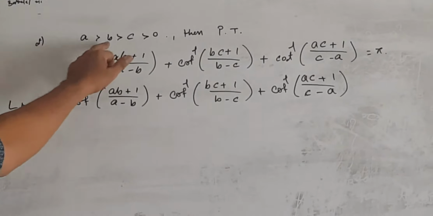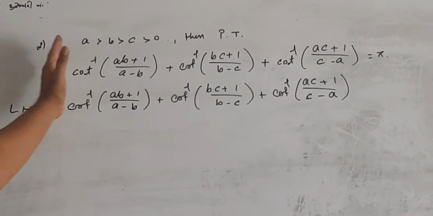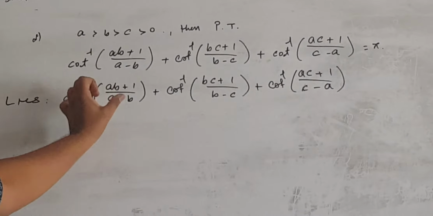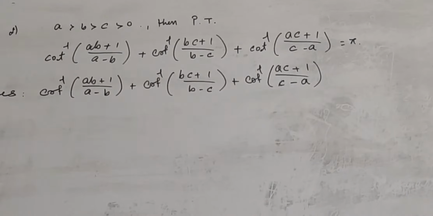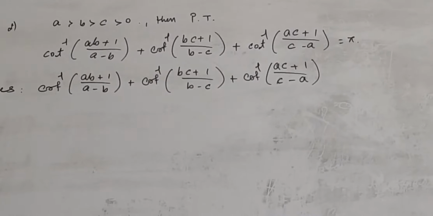Now see the second sum, that's different. If a is greater than b greater than c greater than 0, these are all positive, then prove that cot⁻¹((ab + 1)/(a − b)) + cot⁻¹((bc + 1)/(b − c)) + cot⁻¹((ac + 1)/(c − a)) is a part.